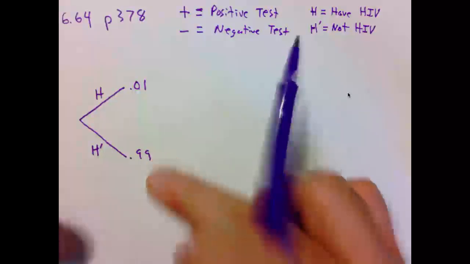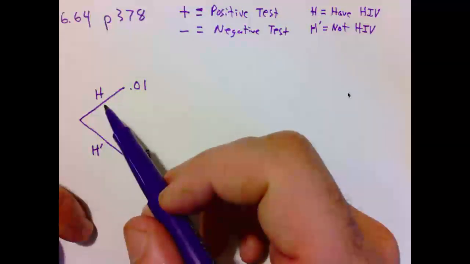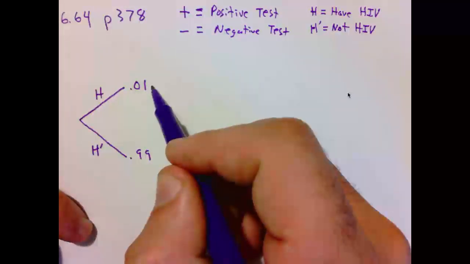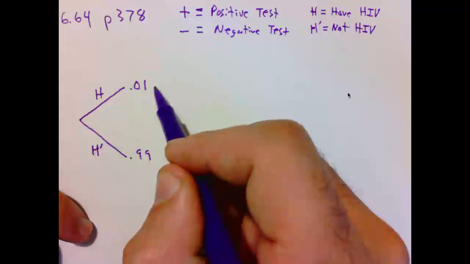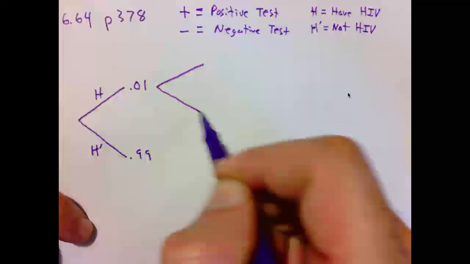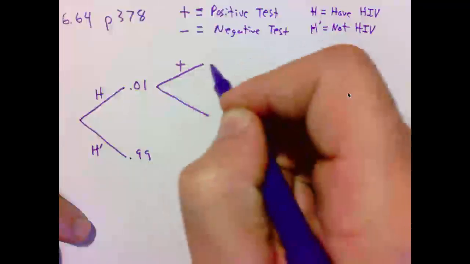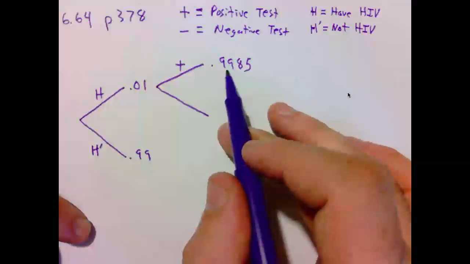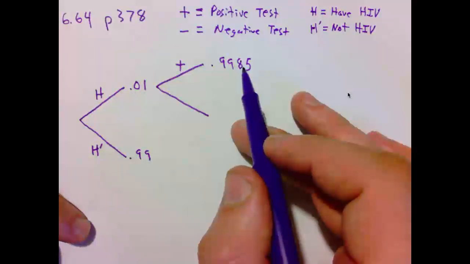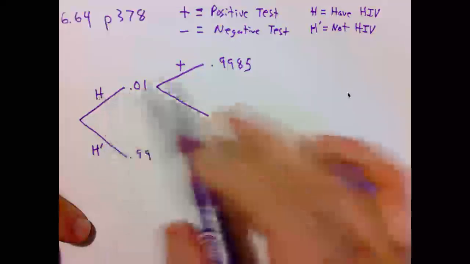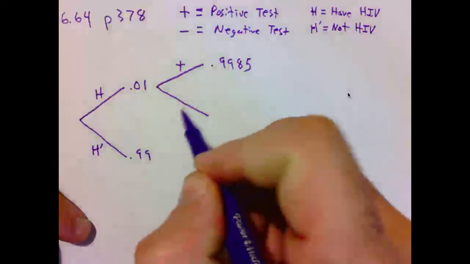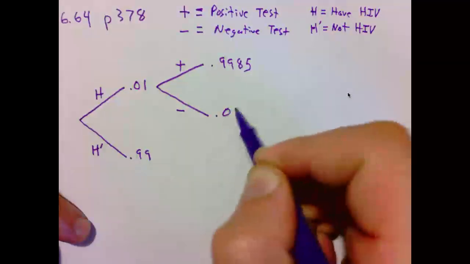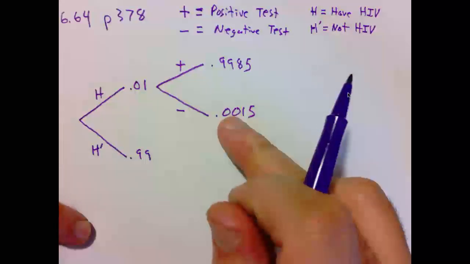Okay, the table tells us that if antibodies are present, 0.9985 will return a positive test. Positive test will be 0.9985. That is 9,985 people out of 10,000 who have HIV will test positive on this test. So the negative result will be the complement of that. 1 minus that is 0.0015, and we see that number on the chart as well.